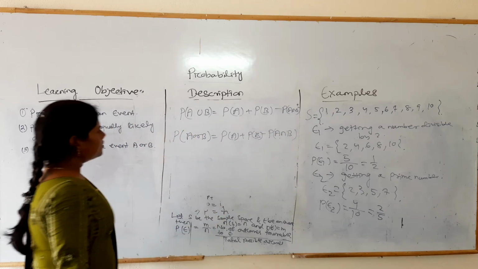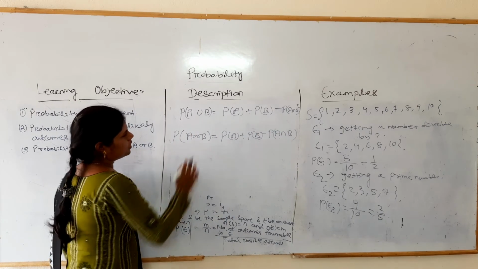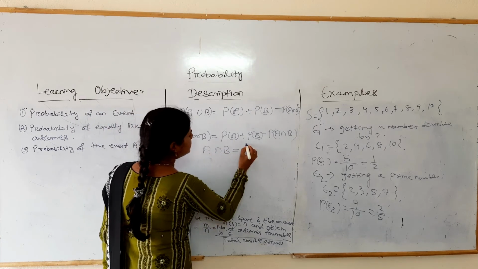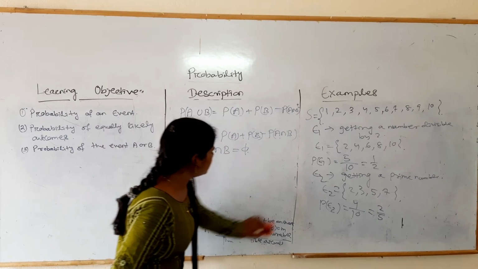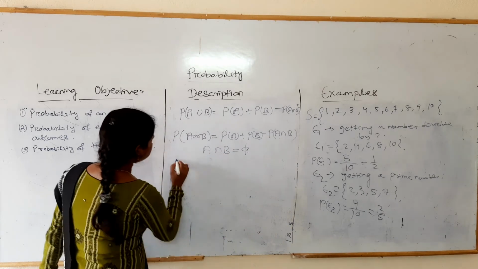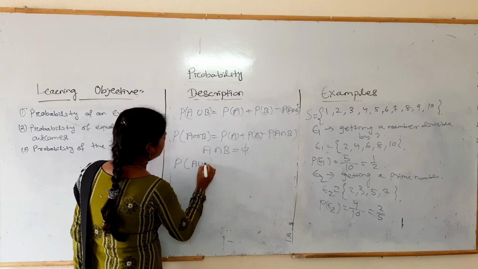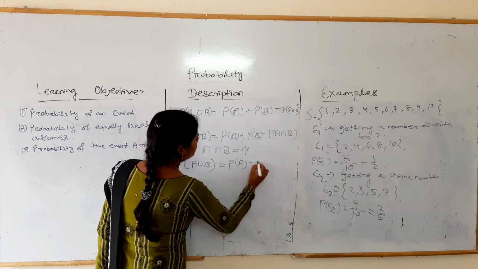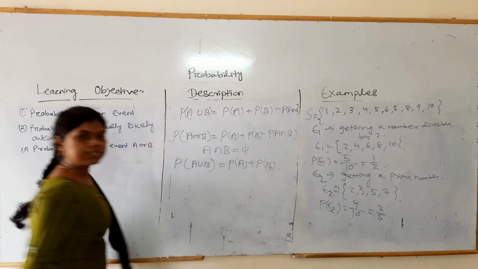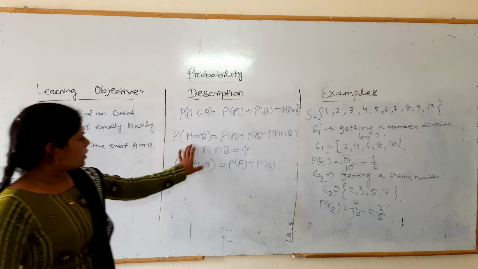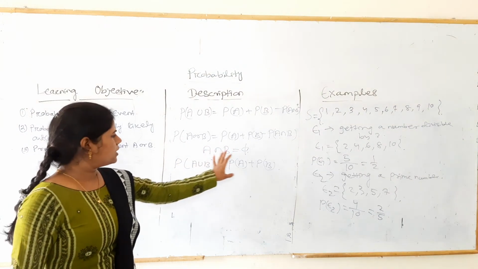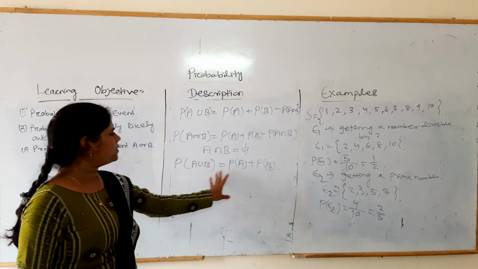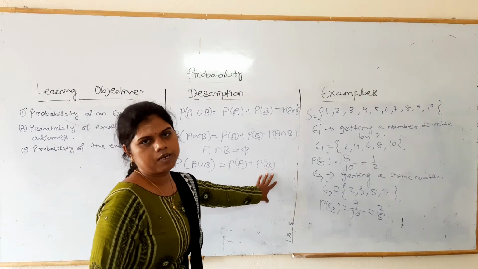intersection B. Okay, that means if in this event both A and B are disjoint, meaning if A intersection B is equal to the empty set, then the probability of A union B, or probability of A or B, is equal to probability of A plus probability of B. That means when the two events A and B are mutually disjoint, meaning their intersection is empty, then the probability of A union B is equal to probability of A plus probability of B.